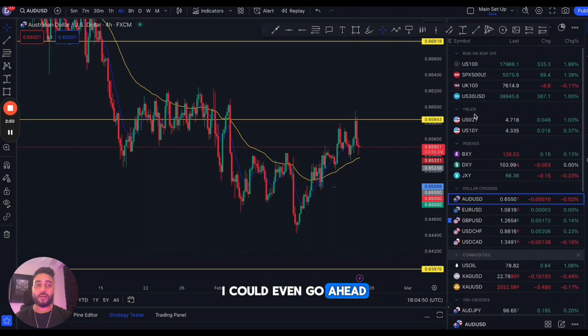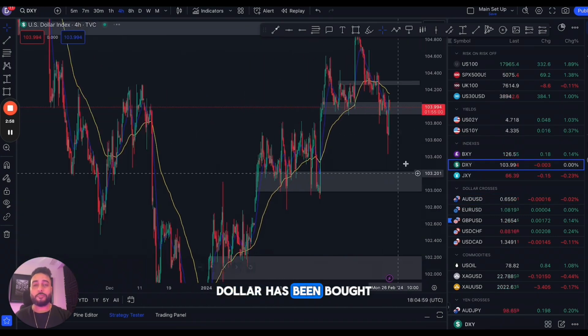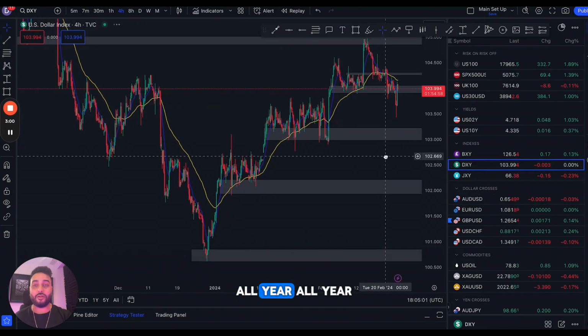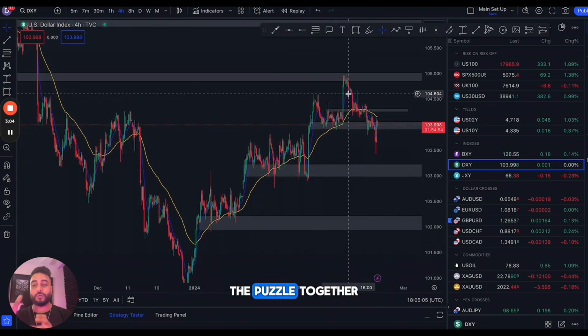I could even go ahead and show you, which I always do in my videos, the dollar strength. So if you go to dollar strength, guys, dollar has been bought all year. All year it's been on the uptrend. So we're putting that whole piece of the puzzle together. We're not just going to one currency pair and looking at it. We're putting the whole picture together.